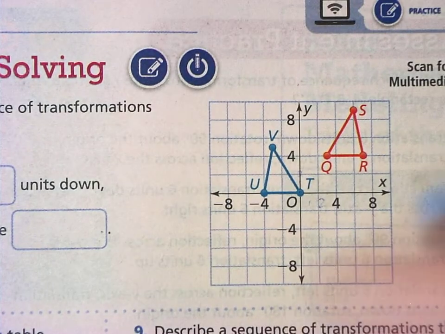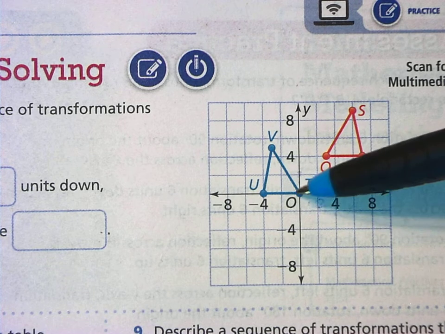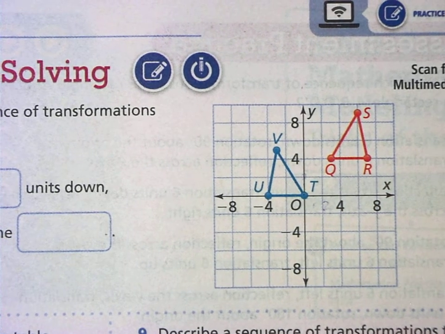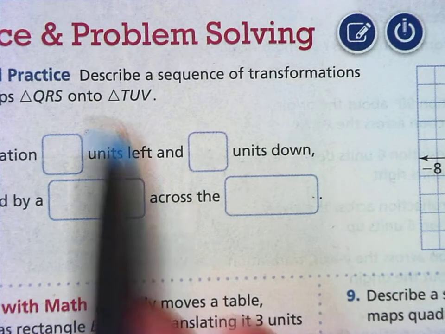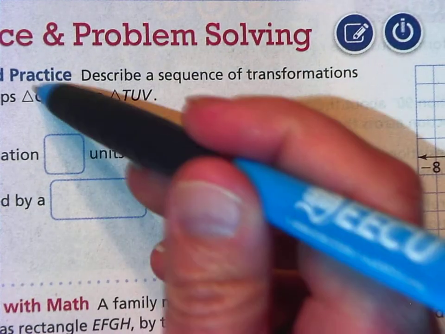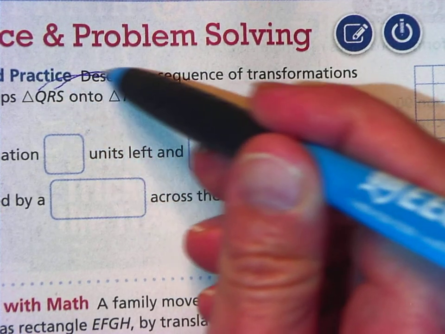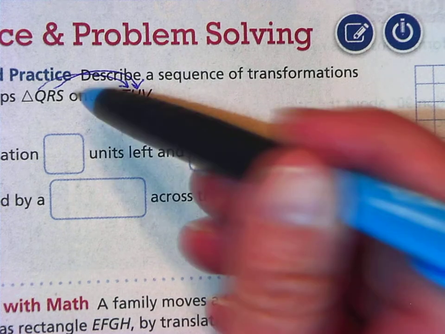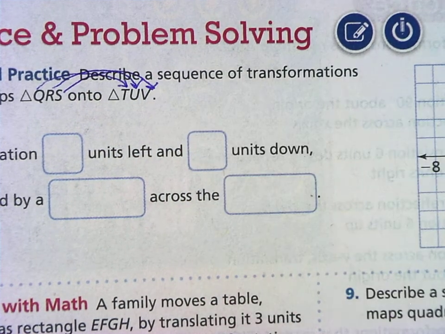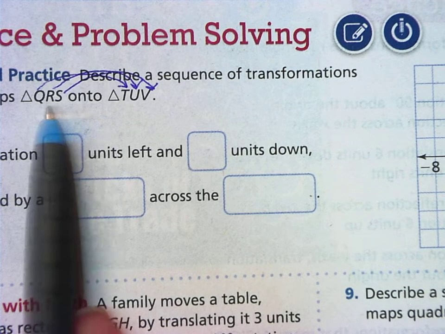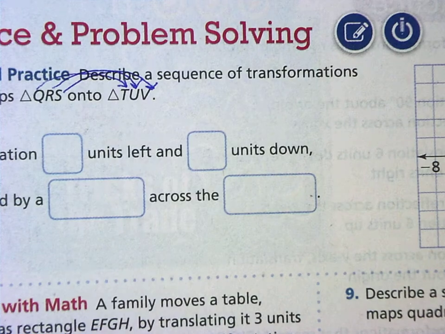Okay, so notice on these two triangles, one is QSR and the other one is TUV. So their letters don't match up. So how do you know which letter has to land on what letter? You look at the order of their names. So Q is first, Q has to land on T. R is second, R has to land on U, which is second. S is last, S has to land on V, which is last. So you have to match up the order of the letters in the name. Q has to land on T, R has to land on U, and so on.